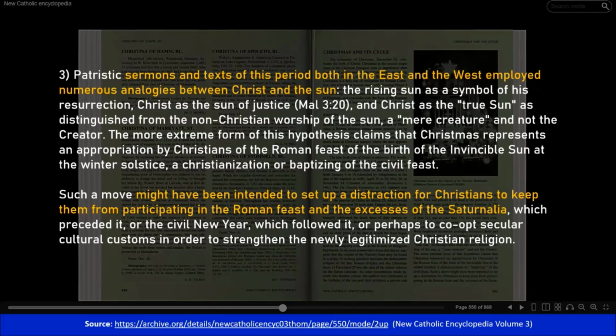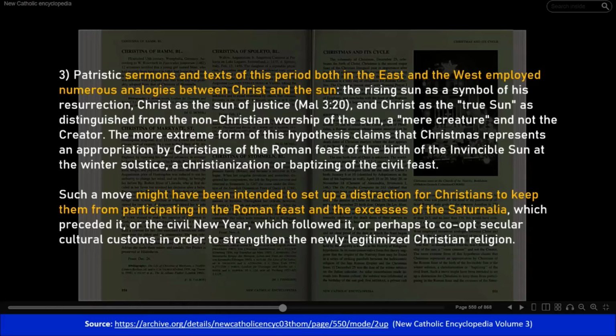Patristic sermons and texts of this period, both in the East and West, employed numerous analogies between Christ and the sun. The rising sun is a symbol of his resurrection. Christ as the Son of Justice, Malachi 3:20. And Christ as the true Son, as distinguished from the non-Christian worship of the sun, a mere creature and not the creator. The more extreme form of this hypothesis claims that Christmas represents an appropriation by Christians of the Roman feast of the birth of the invincible sun at the winter solstice, a Christianization or baptizing of the civil feast.